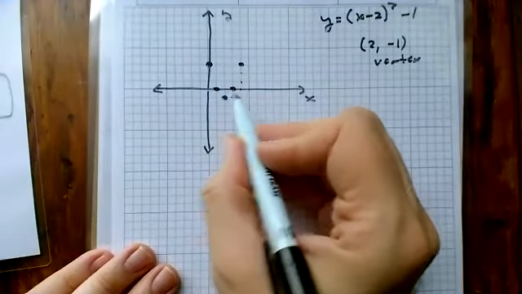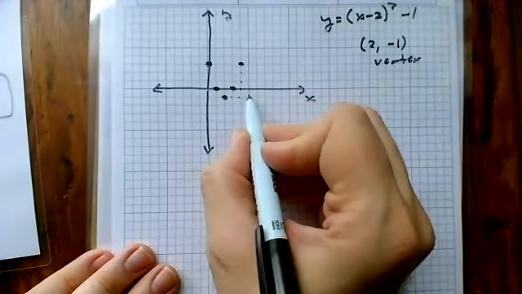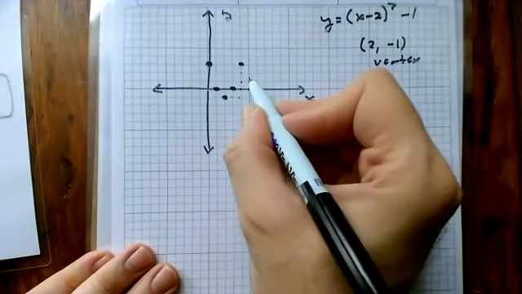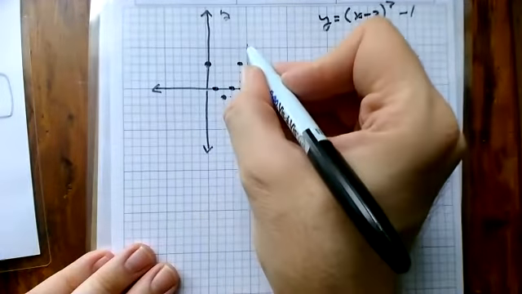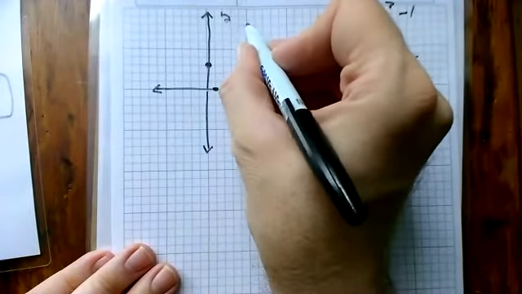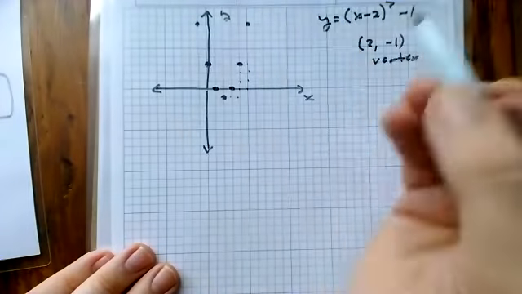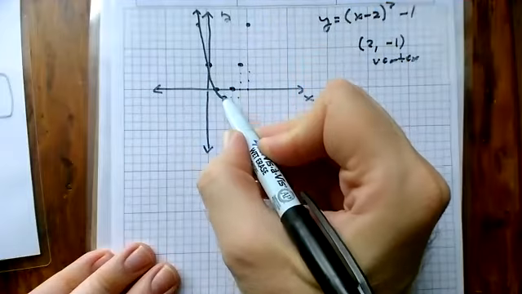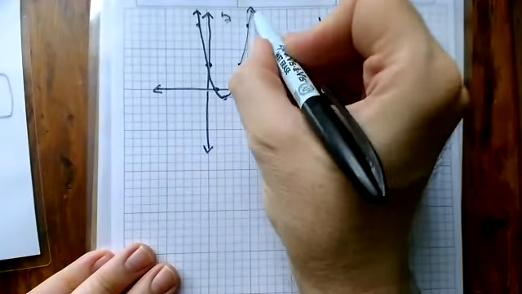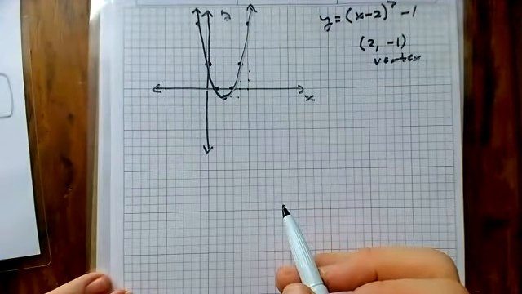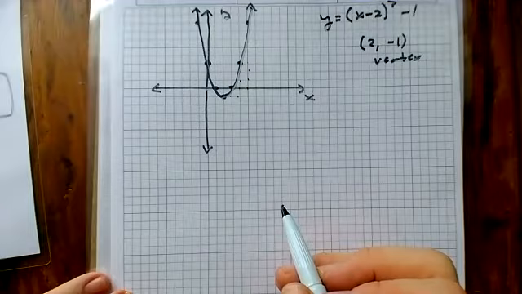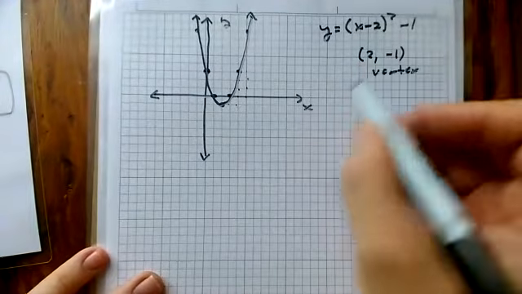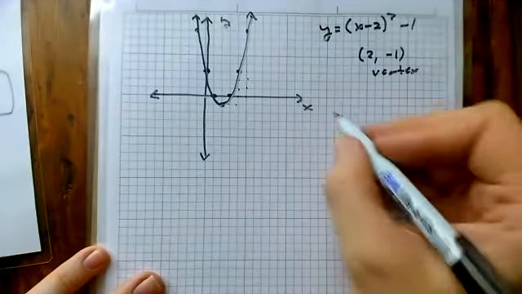If it moves out 3 in either direction, it'll move up 3 squared, or 9. 1, 2, 3, 4, 5, 6, 7, 8, 9. And we're done. So this has that same shape as any x squared.